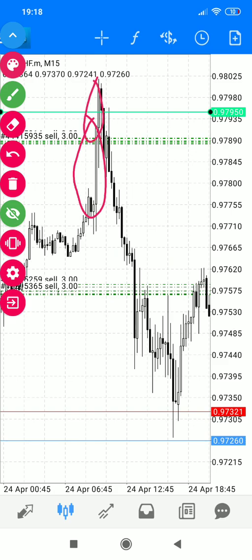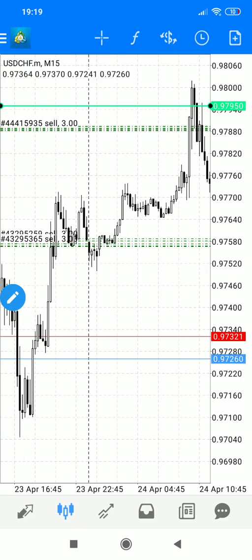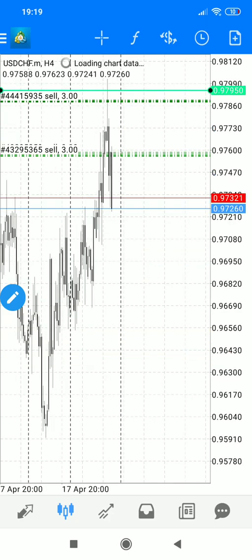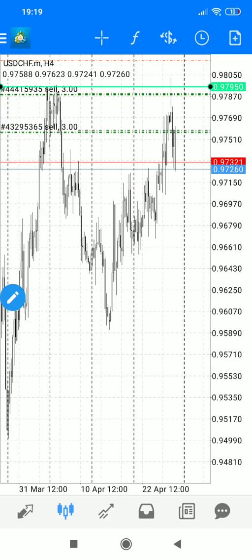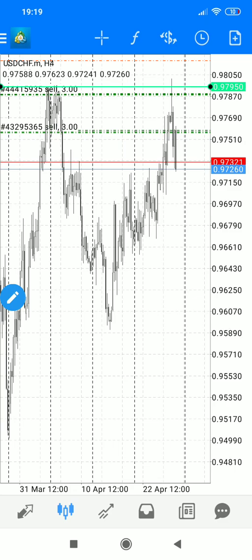So if I have my resistance here, and it breaks, usually what most people will do is go in on the buy after this close. Why? Let me tell you a reason why these people like making the false moves. It's because, okay, let me go back. It's because, as you can see here, it's a breakout. First thing is a breakout.